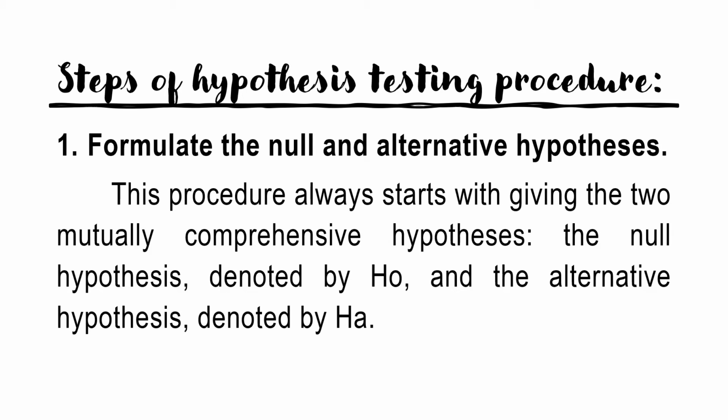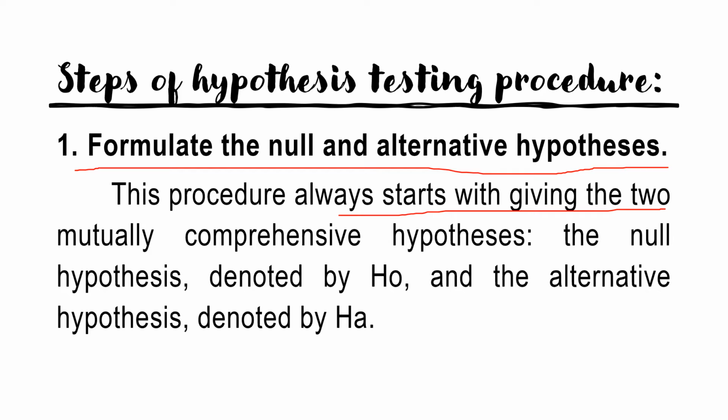So let's review the steps of the hypothesis testing procedure. The first step is that we need to formulate the null and alternative hypothesis. This procedure always starts with giving the two mutually exclusive hypotheses: the null hypothesis denoted by H0 and the alternative hypothesis denoted by HA.